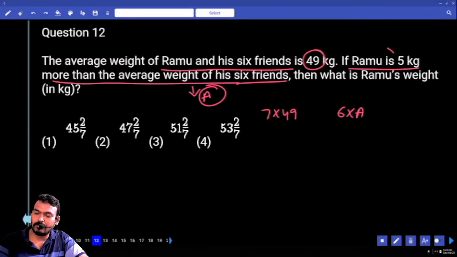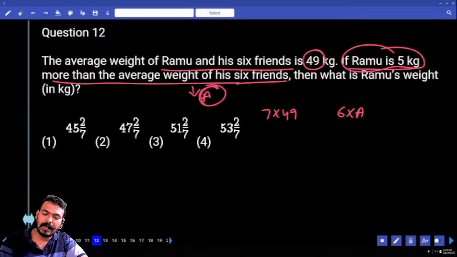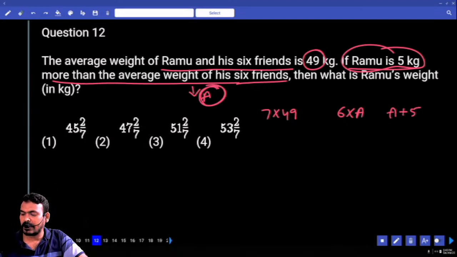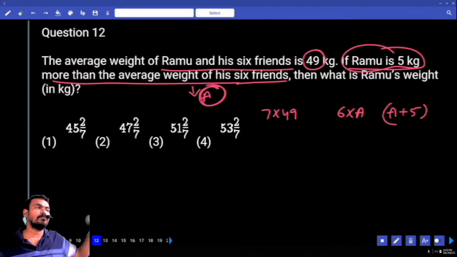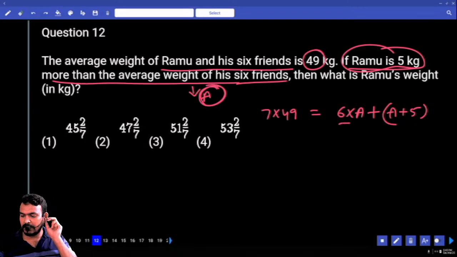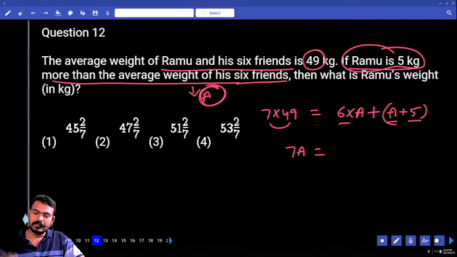But the 7th person is Ramu. Compared to their average, Ramu is 5 kgs more, which means Ramu's weight is A plus 5. On the left-hand side, the sum of 7 persons; on the right-hand side, 6 persons plus Ramu. Both are added, and that is equal to 7 into 49. 6A plus A is 7A. That 7A equals 7 into 49 minus 5. 7 into 49 is 7 cube. What is 7 cube? 343 minus 5, it is 338.